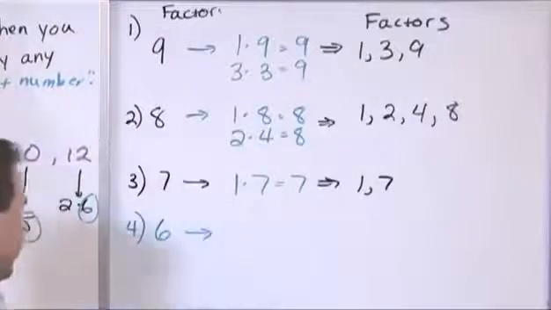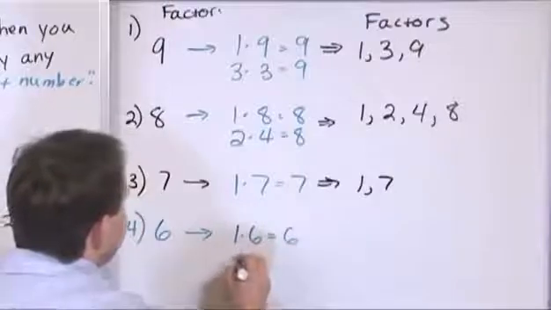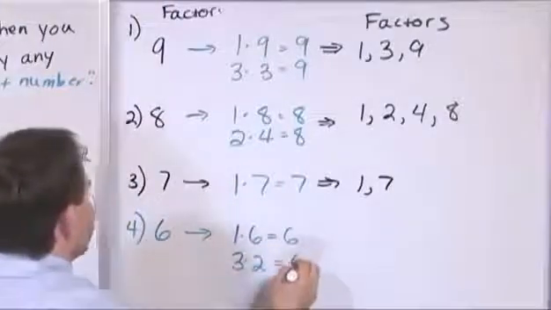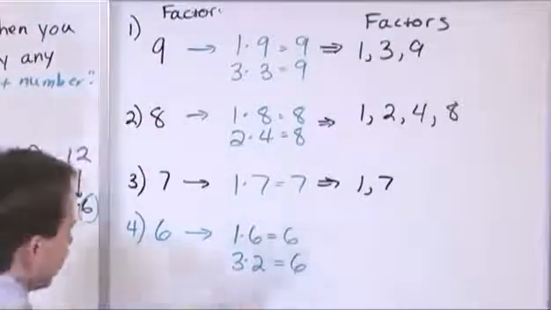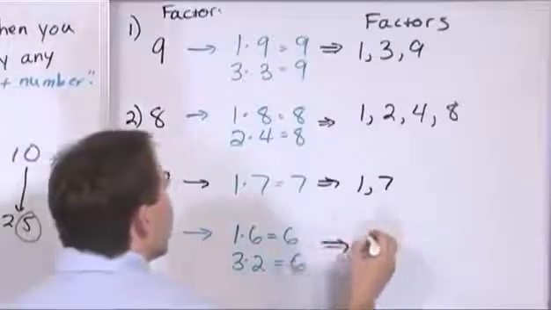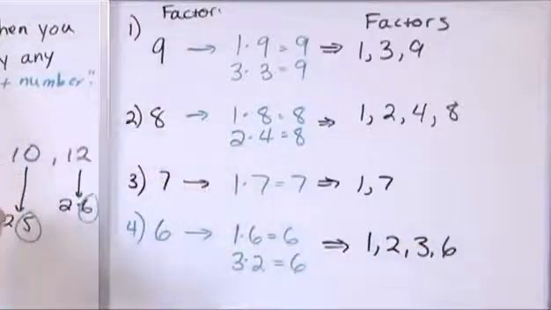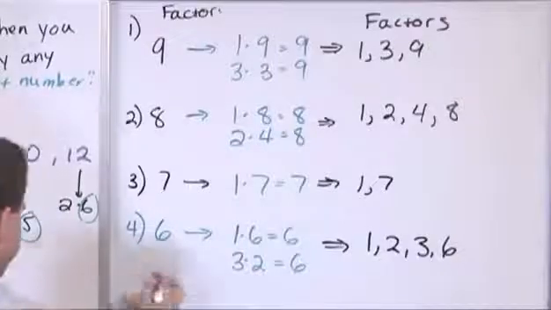Let's look at the number 6. What can be multiplied together to give you 6? Well, you have 1 times 6 is equal to 6, and you have 3 times 2 is equal to 6. But there's nothing else. I mean, you could do 2 times 3, but that's not going to really add to your answer. So the factors are 1, 2, 3, and 6. It's a pretty bulletproof process once you get into it.